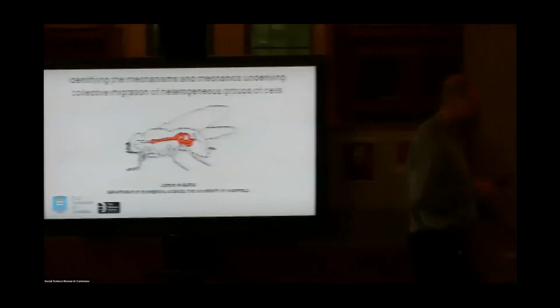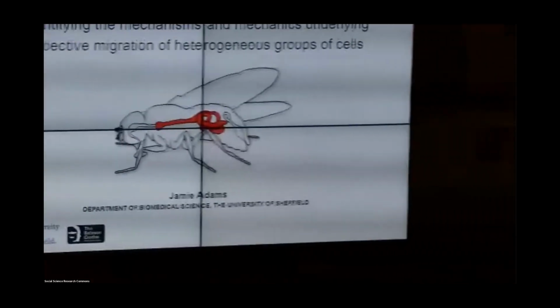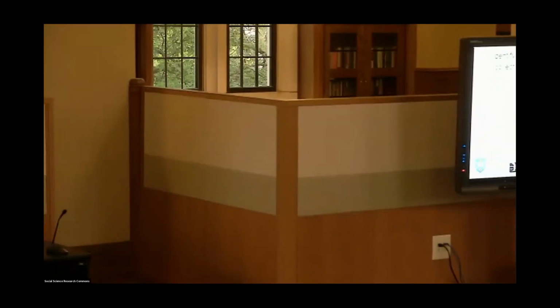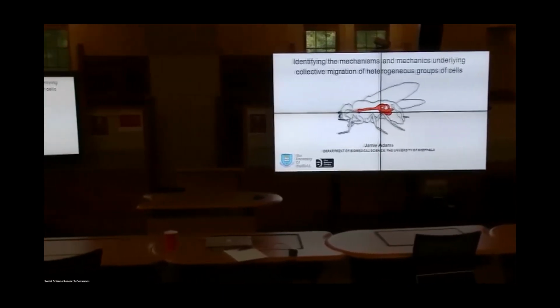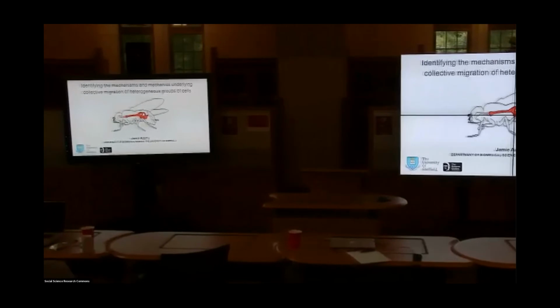He's new, so. All right, so hey guys, my name is Jamie Adams. I'm a first-year PhD student from the University of Sheffield in Kira Campbell's lab. And for my PhD project, I'm basically looking at how a specific set of cells within the Drosophila embryonic midgut undergo an EMT, or an epithelial to mesenchymal transition, and then undergo a collective migration until they eventually form the midgut.